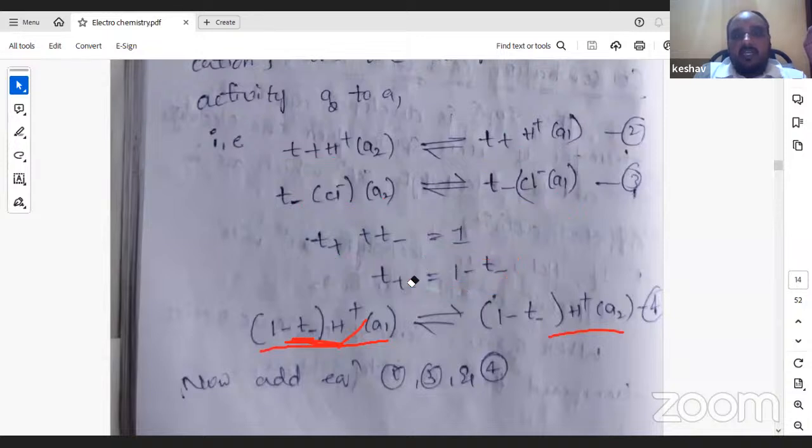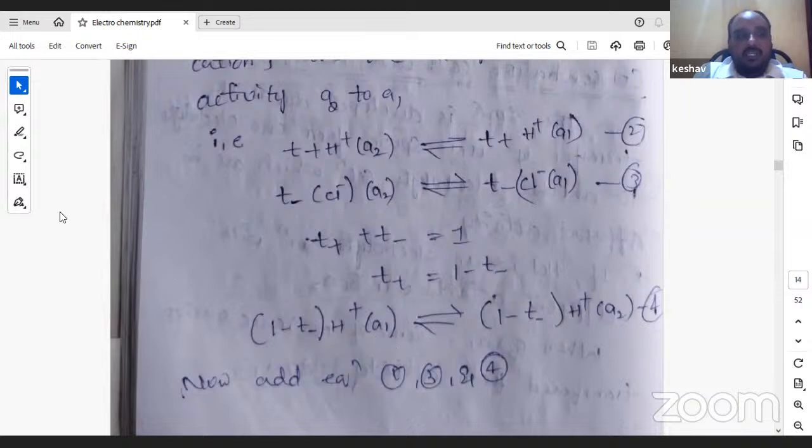So whenever we represent the same transfer from A2 to A1, the ion is H+, meaning a cation, but we are expressing it with the anion transport number. At that time, that becomes reversed.